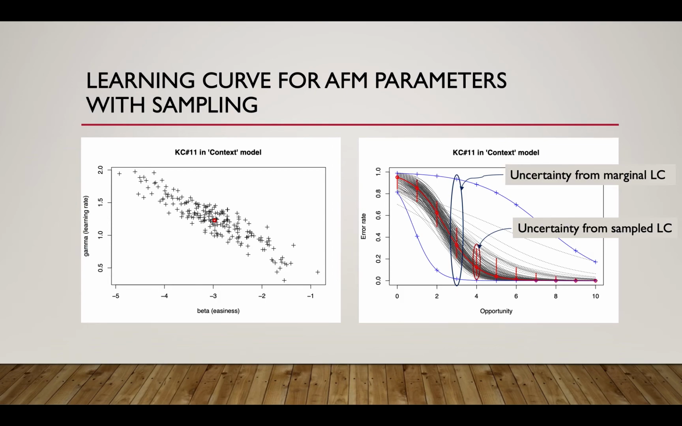At 4 opportunities, the resulting 90% error bars on the learning curve, shown in red here, go from about 5% to around 28%, versus 0% to 90% for the marginal error bars given by the blue lines. This is a reduction of a factor of 4 to 5 on the uncertainty, indicating a much better confidence on the estimated error rate at 4 opportunities, which according to the AFM model is 12%.